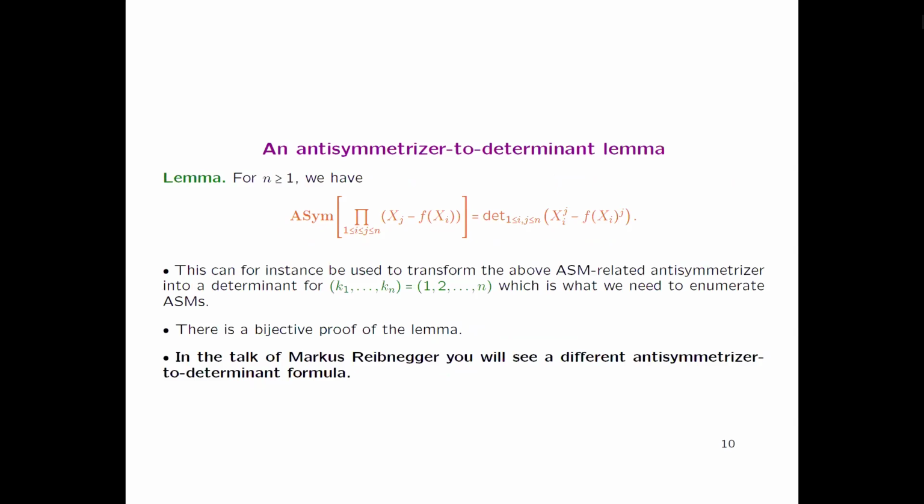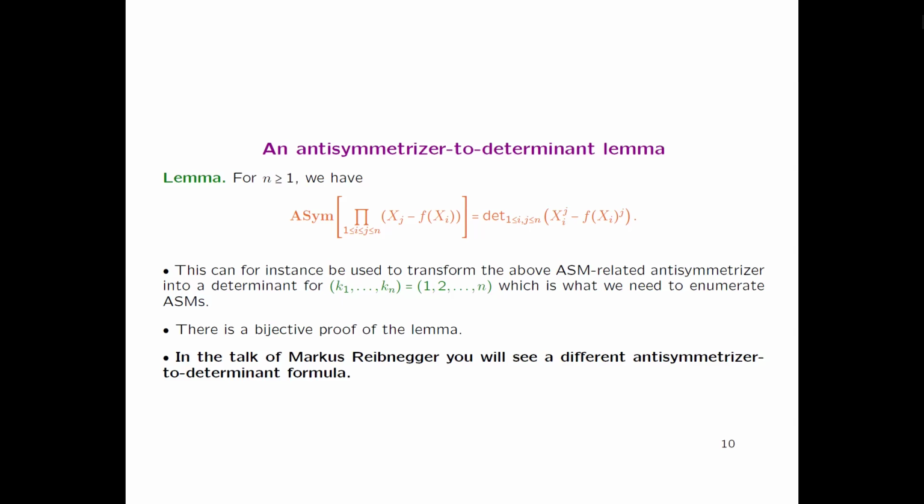And then you can use, for instance, this lemma here. I call it an antisymmetrizer to determinant lemma. So you can actually compute this asymmetrizer. Usually it's not easy to compute an asymmetrizer, but in this very particular case, you can see that it's actually equal to a determinant. And then you're still not done. But after some further steps in your calculation, you will finally arrive at the product formula you have seen in Christian's talk. So that's one way of proving the ASM theorem with this operator formula.